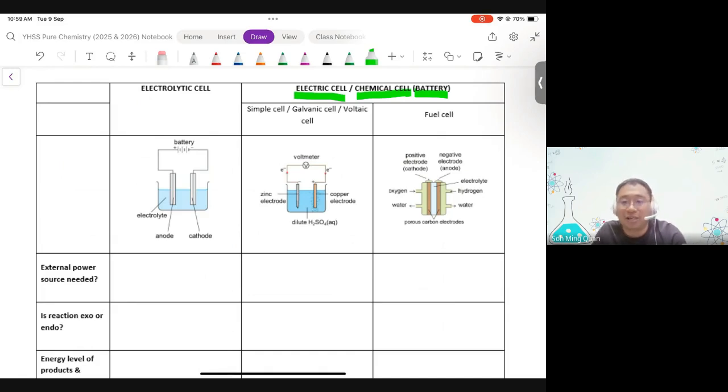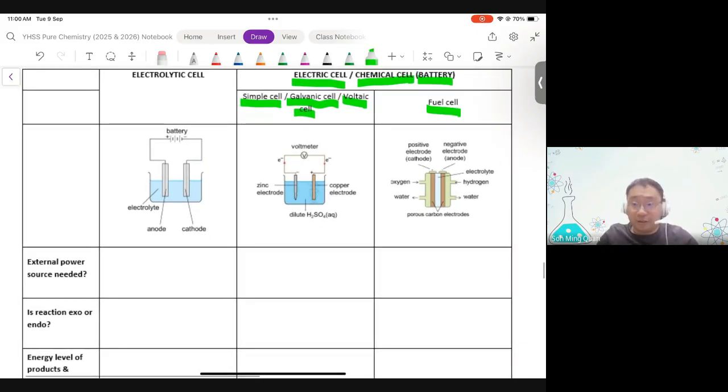Now, electric cell, there's two types. There's simple cell. Simple cell is also called galvanic cell, also called voltaic cell. These three mean the same thing. And then you have fuel cell. So now we're going to fill in the table as a compare and contrast between electrolytic cell and electric cell. So first, an electrolytic cell requires a battery. So yes, battery is needed.